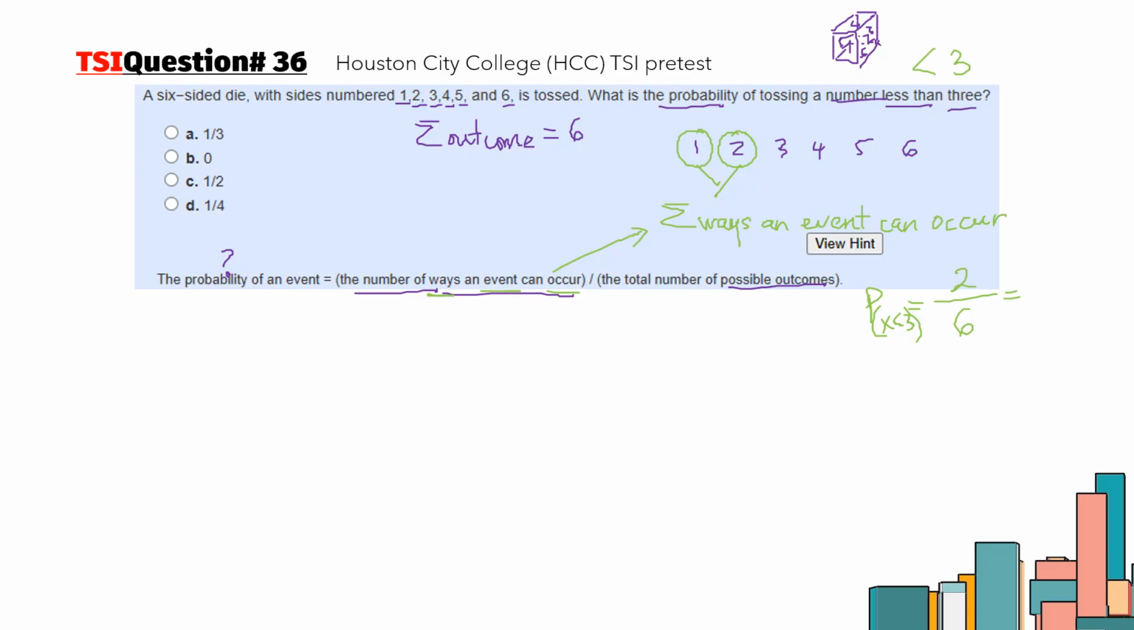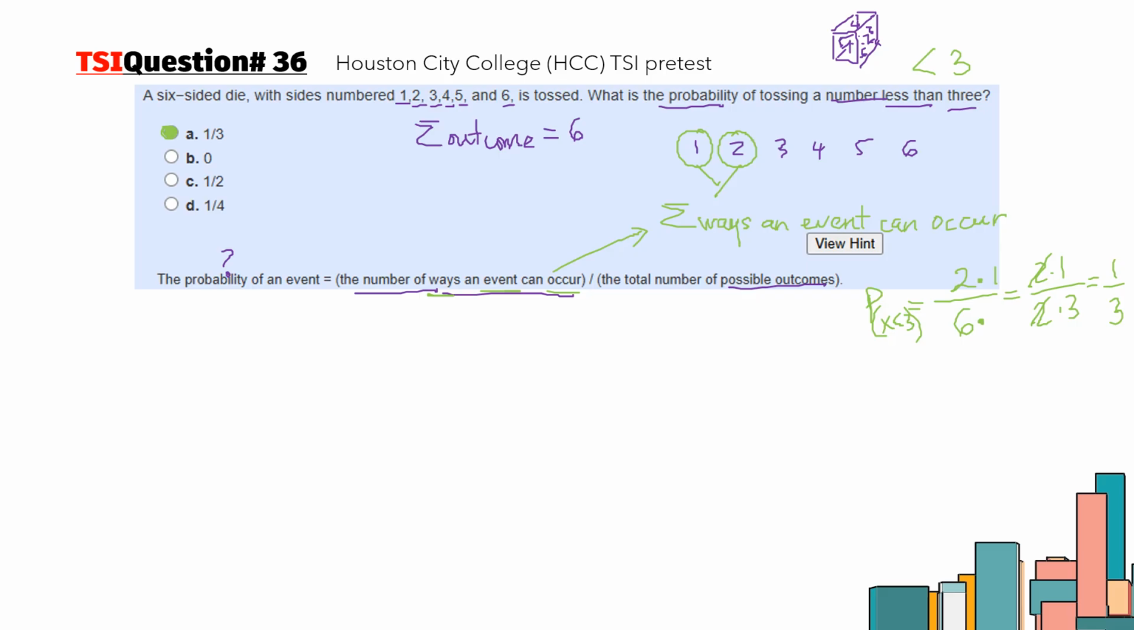Okay, and we need to simplify this one. 2 is the same thing as 2 times 1. 6 is 2 times 3. Now 2 divided by 2, you cancel that, and it becomes 1/3. So A is the right answer in this case.